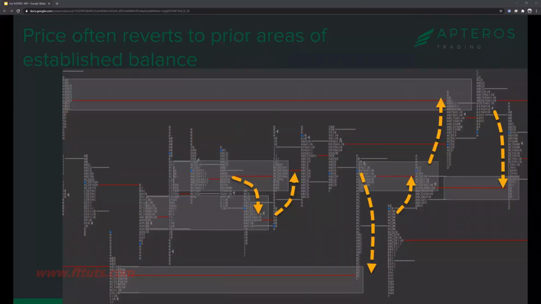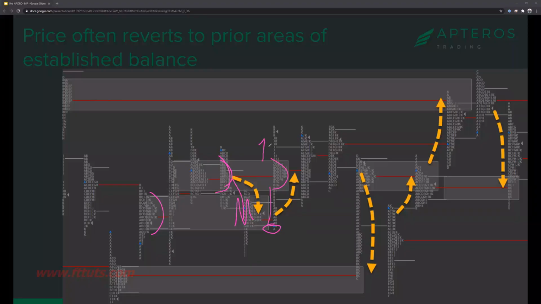Price often reverts to prior areas of established balance. That was all nice in your little gold steering wheel example, brother. But what about real life? Okay, let's take a look. We got some balance here. And then we come in and we form some balance over 3 days here. And when we break, we revert right into this old one and we chop around in it. We break higher after failing to go lower here. We break higher, and where do we build some balance? Right back in this balance.